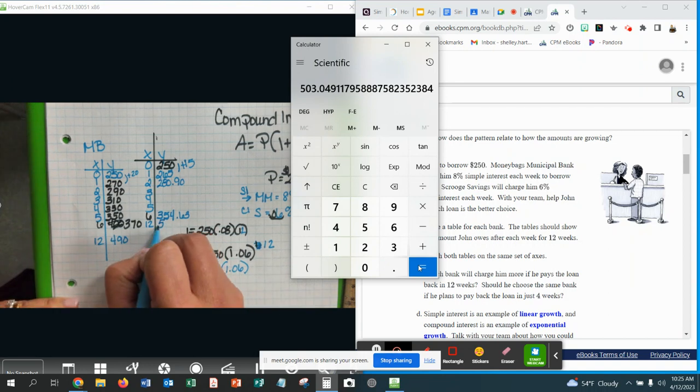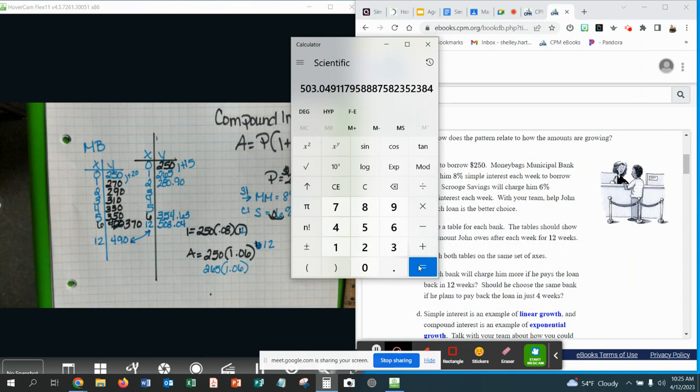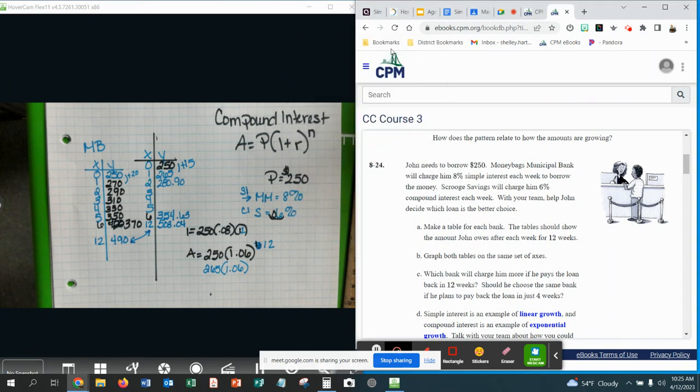$503.04. Is there a difference in these two? What's the difference? Who can tell me what the difference is? Tam, go ahead. The compound interest is higher, about $13.04. Does everybody see the difference now?